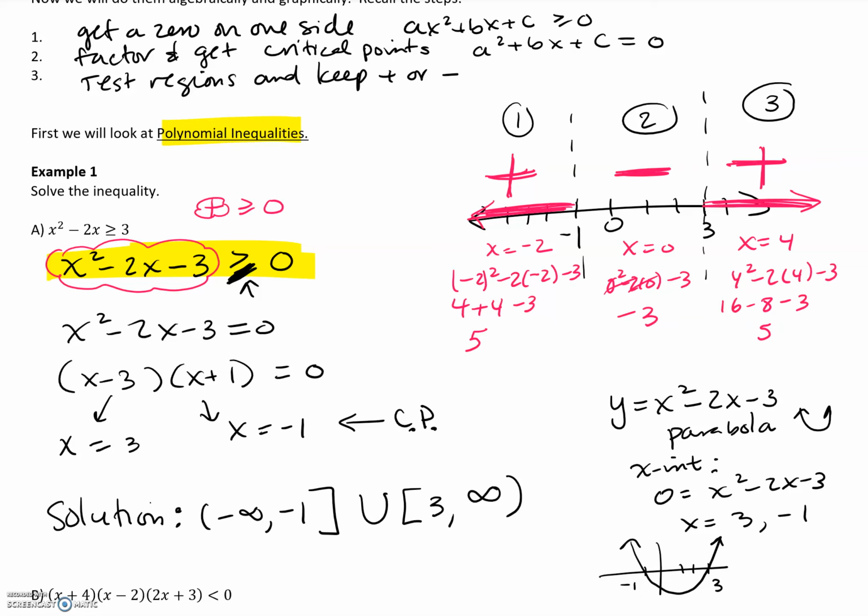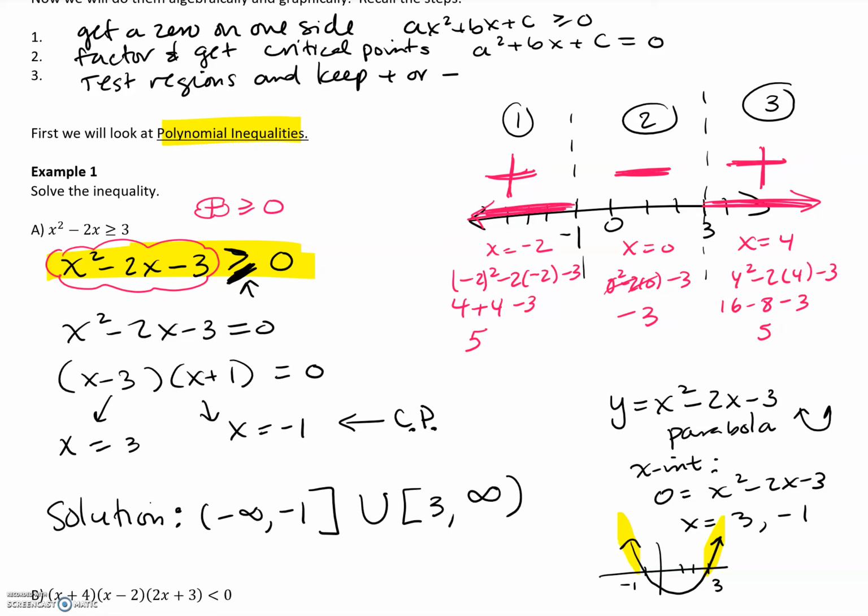Now, this problem is saying, hey, when are the y values positive? Because the inequality is greater than or equal to 0, it's asking when are the y values positive? Based on the graph, the y values are positive over here and over here. Those are the only two regions where the y values are positive. The region in the middle dips below and the y values are negative.